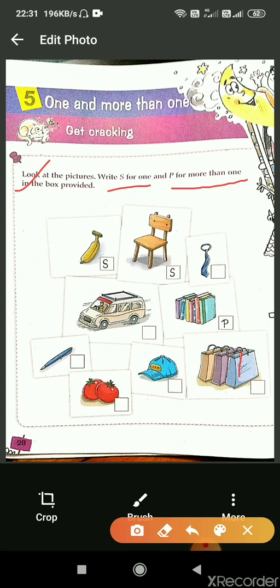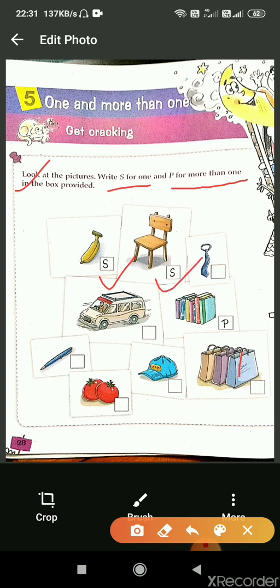Here in this question we will write S or P according to the things given in each box. Let's see the first box. Here is a picture of a banana. So we can see here is one banana, so we will write here S. In the next box there is again one chair. Again we will write here S.